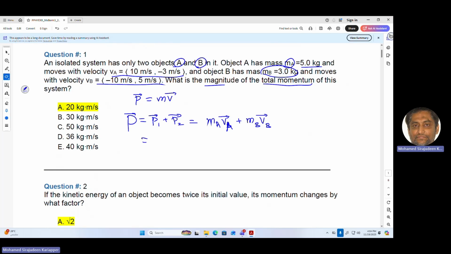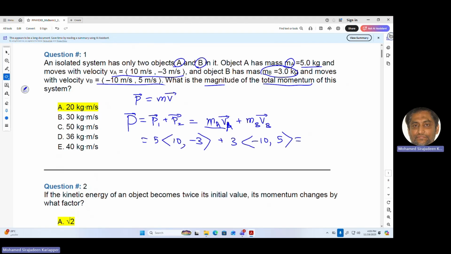So MA is 5 kilograms. Make sure it is all SI units, so you don't have to do any conversion. Yeah, luckily they're all SI units. So VA is 10 and minus 3. This is how you put the vector. Then MB is 3 kilograms and VB is negative 10 and 5. That's it. You just keep doing this because we have to simplify step by step.